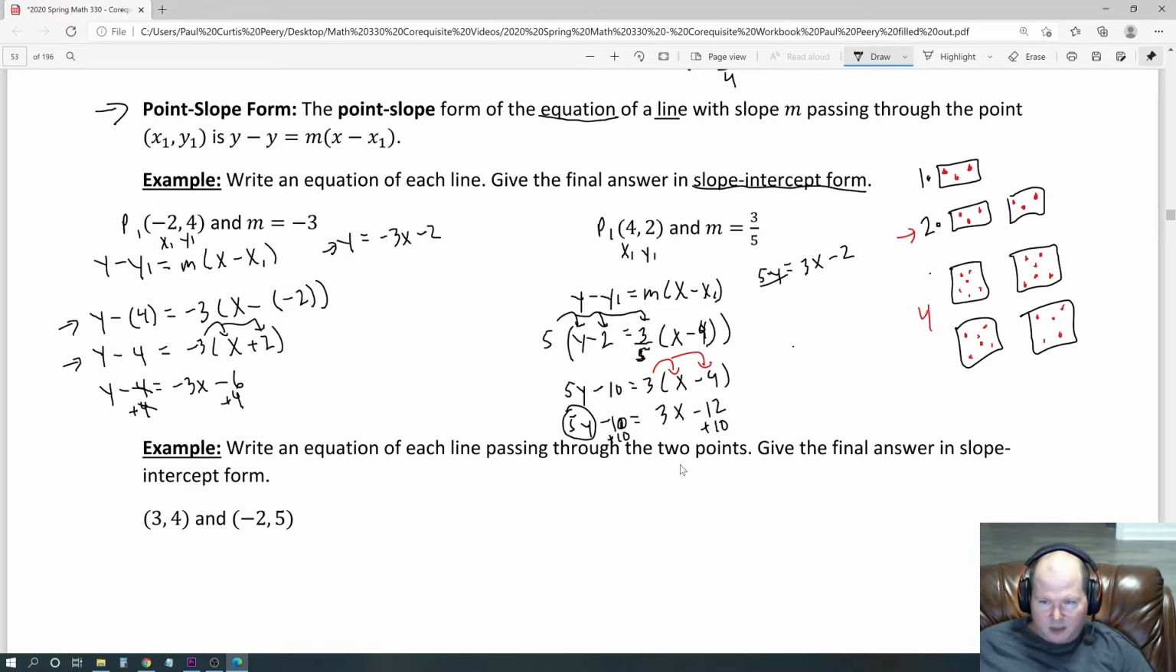At that point, I want to undo the multiplication of y by 5 by dividing by 5. Whatever I do to one side, I do to the other. And that gives me y is equal to 3/5 x minus 2/5. And they want slope-intercept form, so that's it.